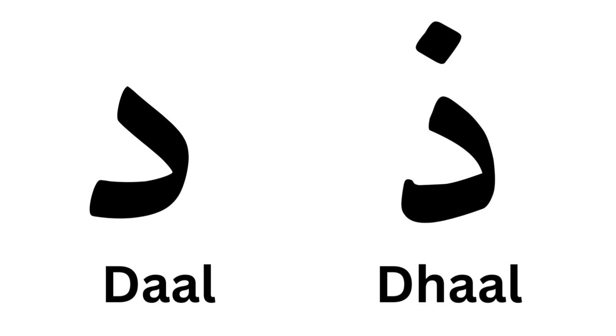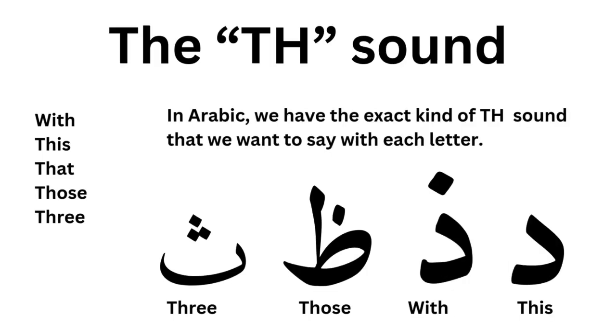Now you'll notice something interesting in the Arabic language. In English, when we have the TH sound, it can sound very different in different words, like with, this, that, those, three. All of them sound very different from each other, but they have the TH in the script. But in Arabic, we have the exact kind of TH sound that we want to say with each letter. So there's no confusion. It is a very clear language, right?